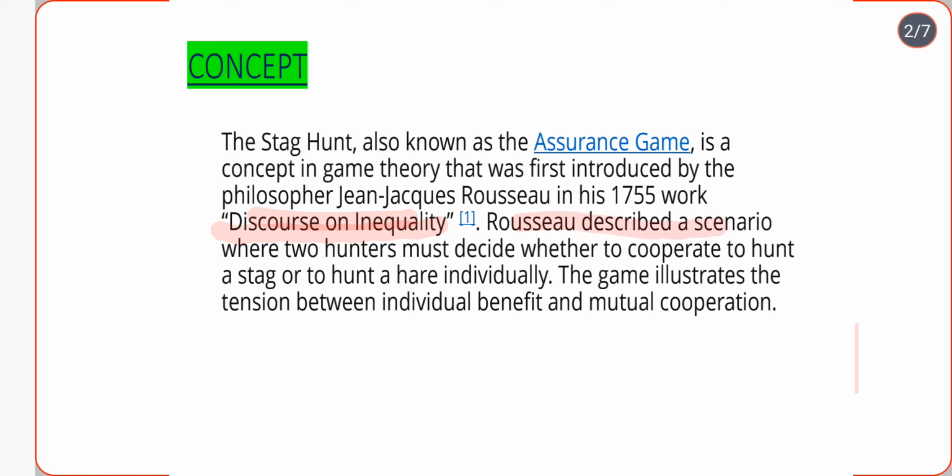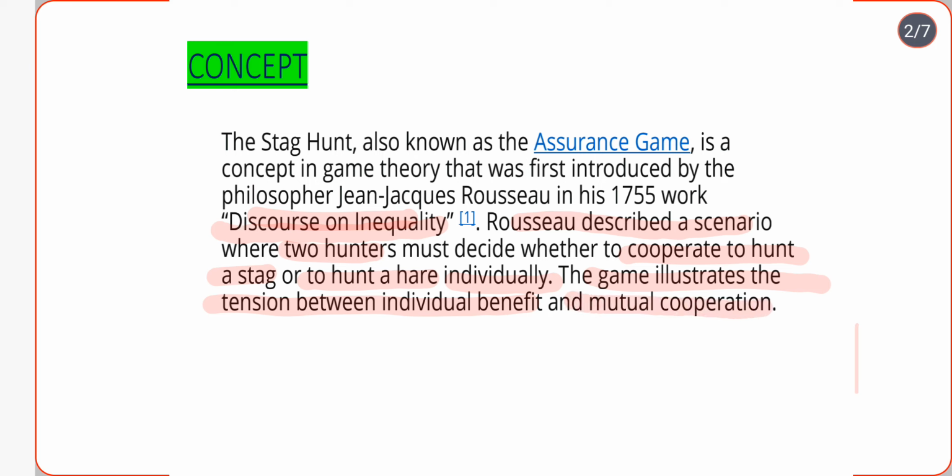Rousseau described a scenario where there are two hunters, and each of those two hunters has to decide whether they will cooperate to hunt a stag or whether they will hunt a hare individually. This game illustrates the tension between individual benefit and mutual cooperation.